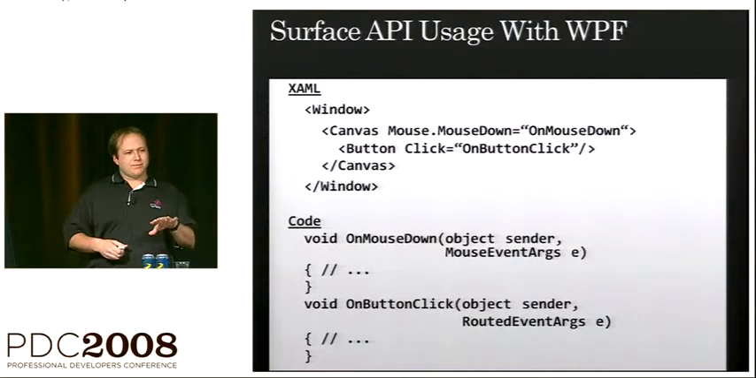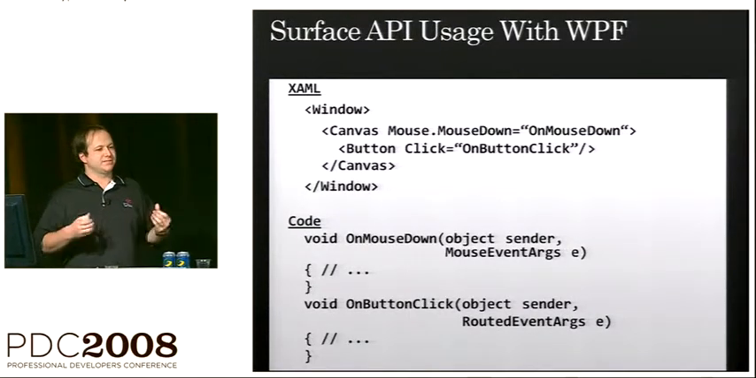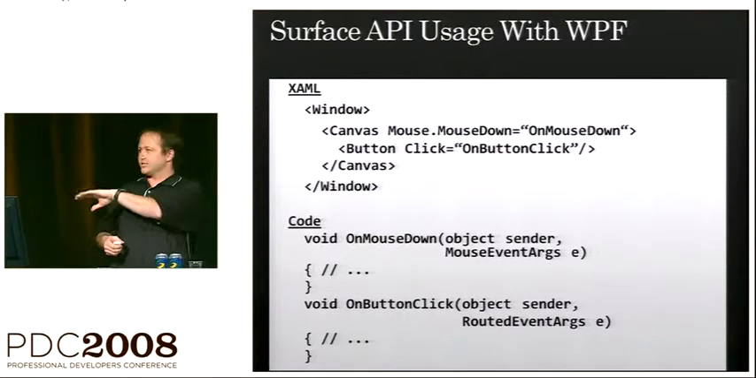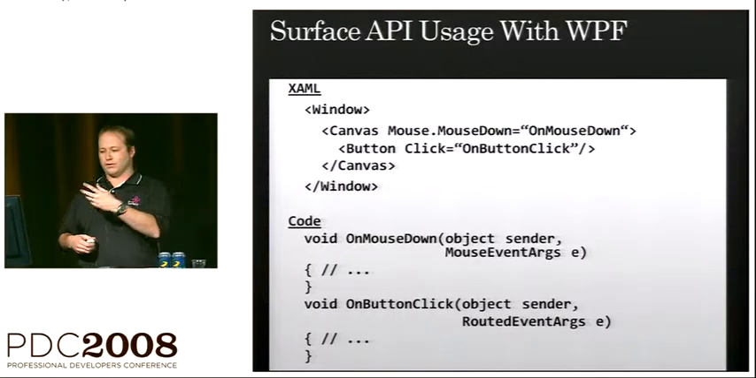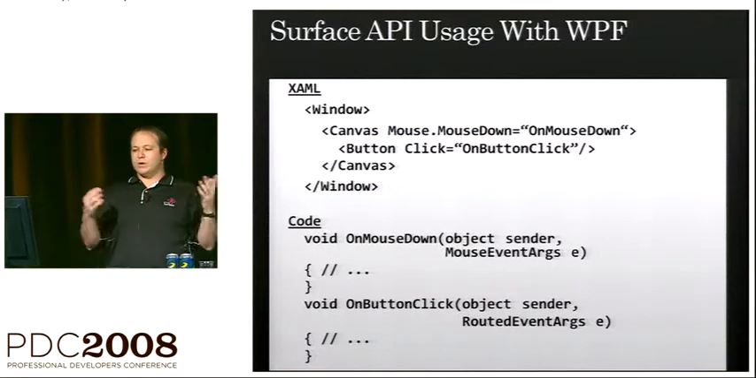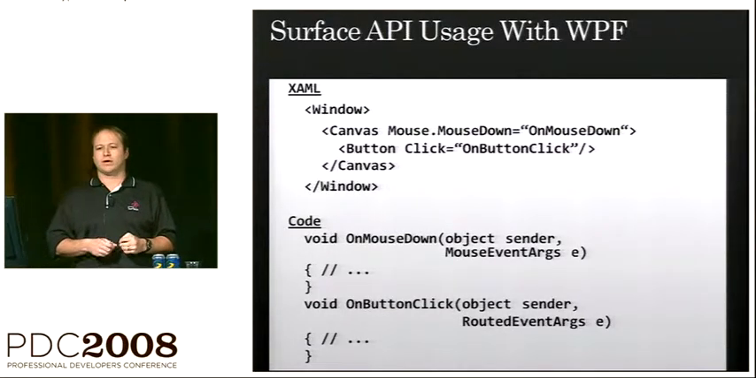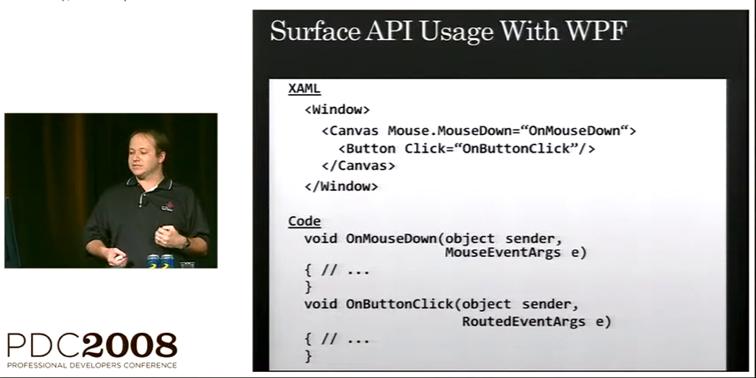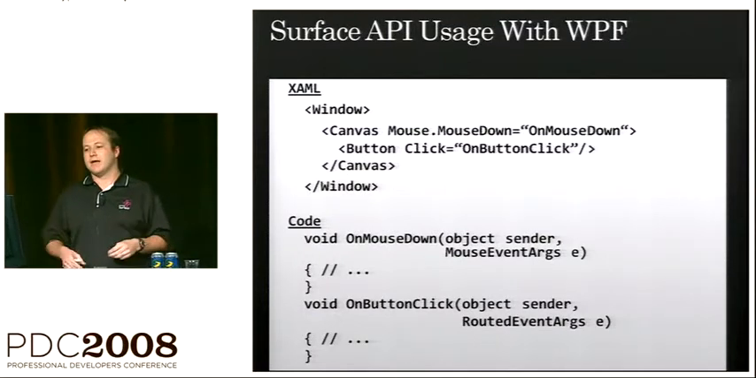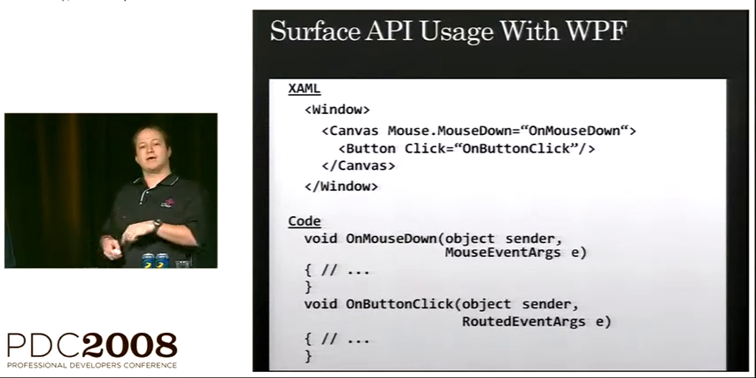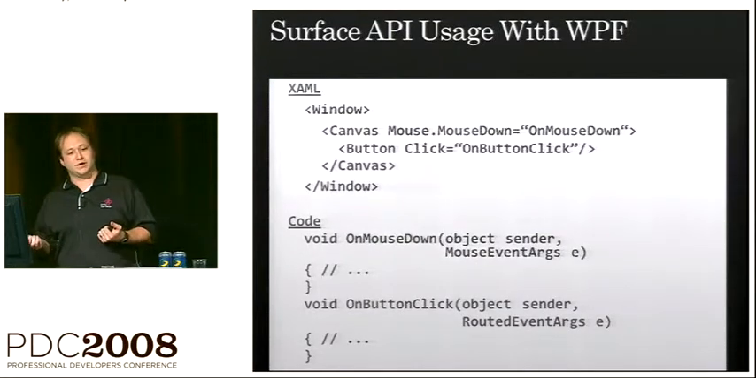So let's look at an example of what it's like to write some WPF code that uses the Surface SDK. What I have here actually isn't using Surface yet. Right now it's working against mouse. I've got a window. Inside the window is a canvas. We have an event handler hooked up for when the mouse goes down on the canvas. And in the canvas, we also have a button and an event handler hooked up for when the button is clicked. So if we wanted to take this code and port it over to Surface, here's what that looks like.